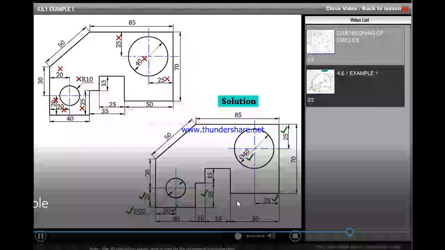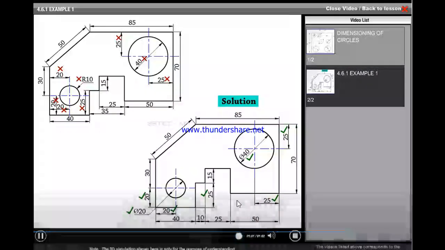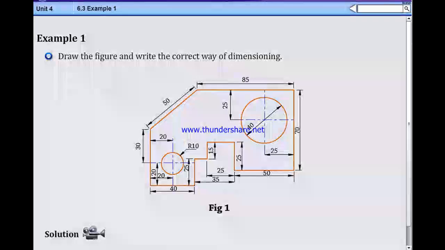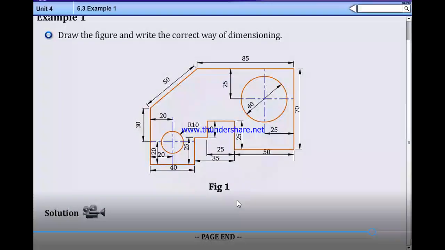Now you place the remaining dimensions 30, 50 and 85. Similarly 70 is outside, above 25, and 25 above 50, like this. It means all the dimensions are outside of the actual figure. So that's why it is the correct representation. Right?